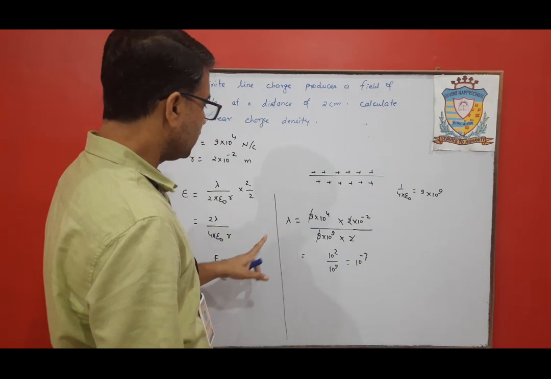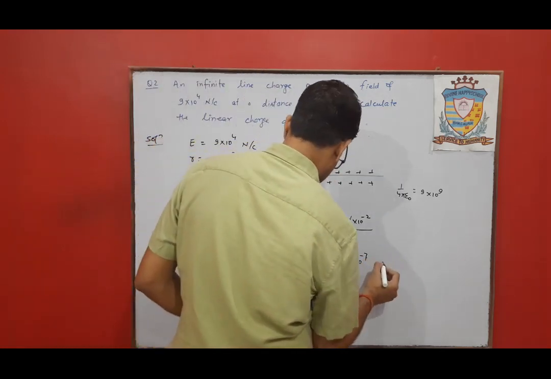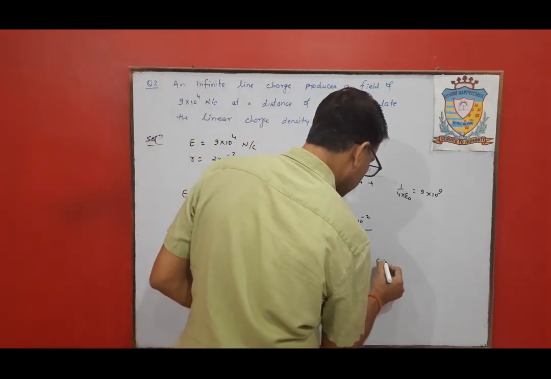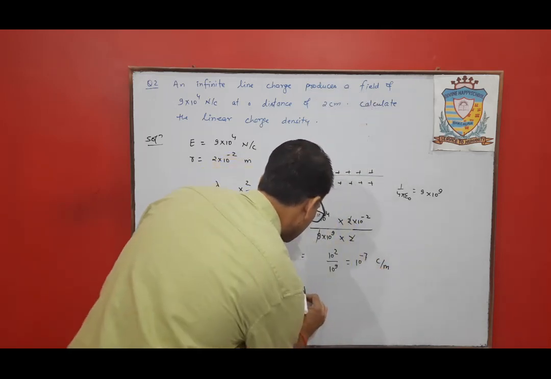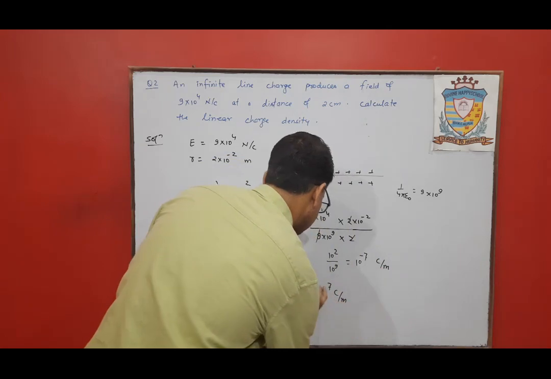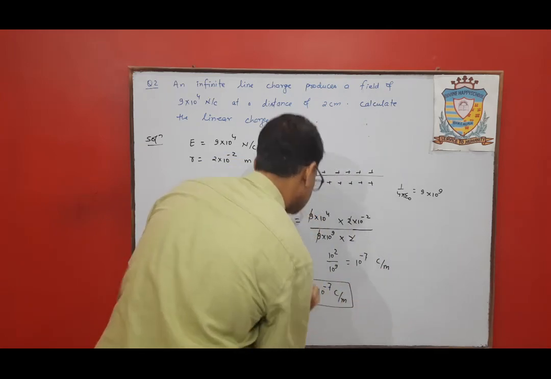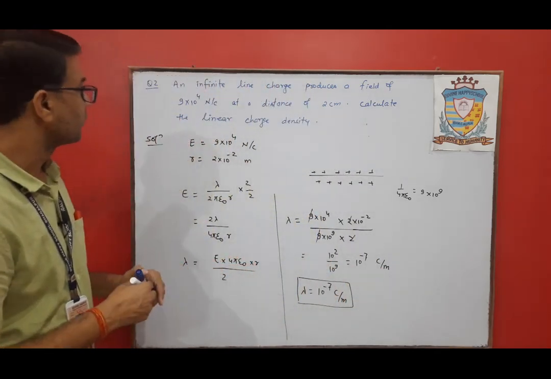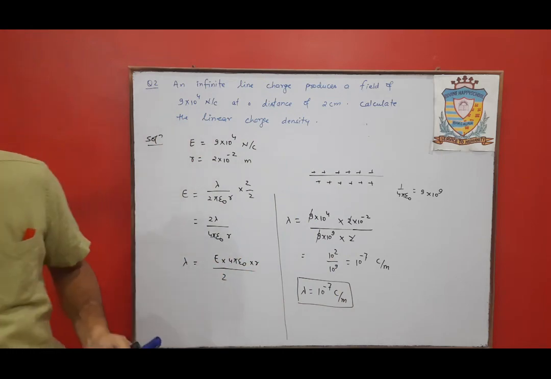And what is the unit of lambda? That is Q by L, that means coulomb per meter. So the value of lambda is 10 to the power minus 7 coulomb per meter. Clear? Next, question number 3.